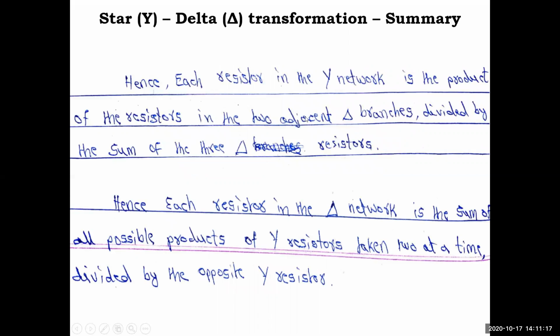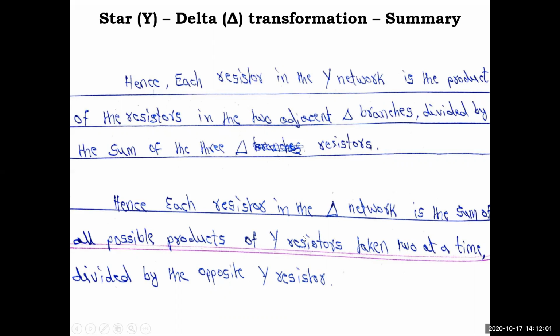Before that, let me recall the formulas for making this transition. If you have to convert a delta to a Y network, each resistor in the Y network is the product of the resistors in the two adjacent delta branches divided by the sum of the three delta resistors. You can recall this if you have noted it down in your notebook. And similarly, Y to delta: each resistor in the delta network is the sum of all possible combinations of Y resistors taken two at a time divided by the opposite Y resistor. Clear? Based on this, we'll try to solve the networks now.